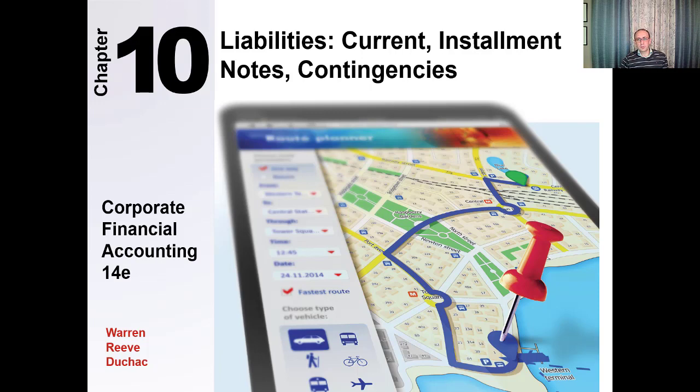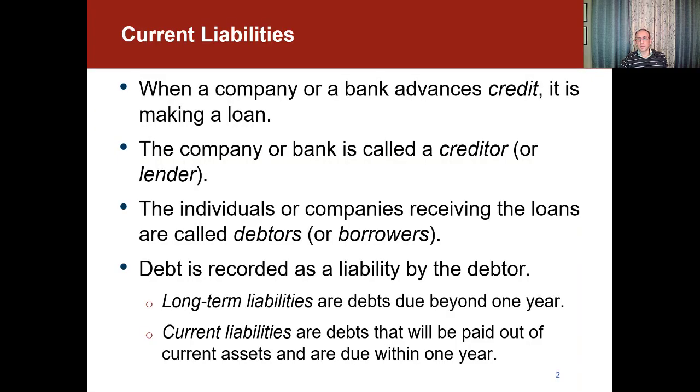In this chapter we're going to be going over liabilities, and the main focus would be on current liabilities, installment notes, and contingencies. Another important part of this chapter is payroll, so we're going to be going over the payroll expenses and all the different elements of payroll. So first let's start with current liabilities.